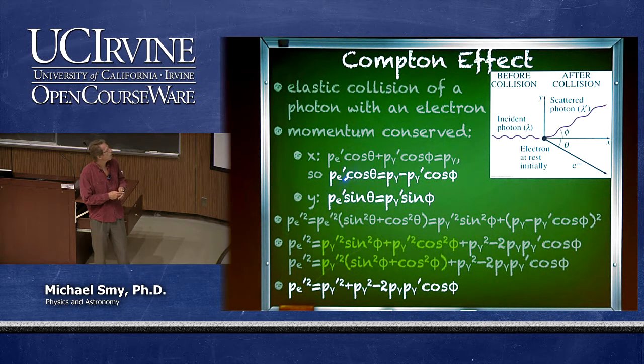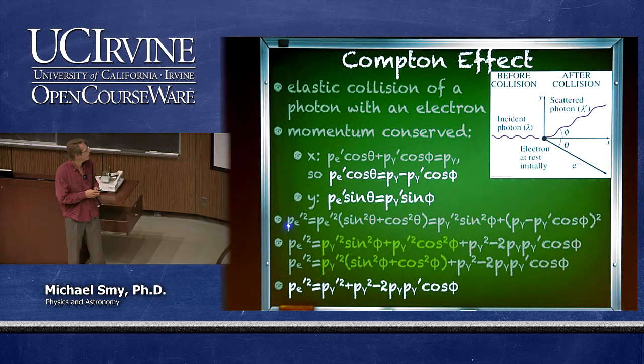So since we have those two equations, Pe prime cosine theta and Pe prime sine theta, we can square both equations and add them up, and we then get Pe prime square, because sine square theta plus cosine square theta equals 1. So this is the y component, this part square, and this is the x component. And if we multiply this out, we get a term with cosine square phi, a term with P gamma square, and a mixed term, which is this one.